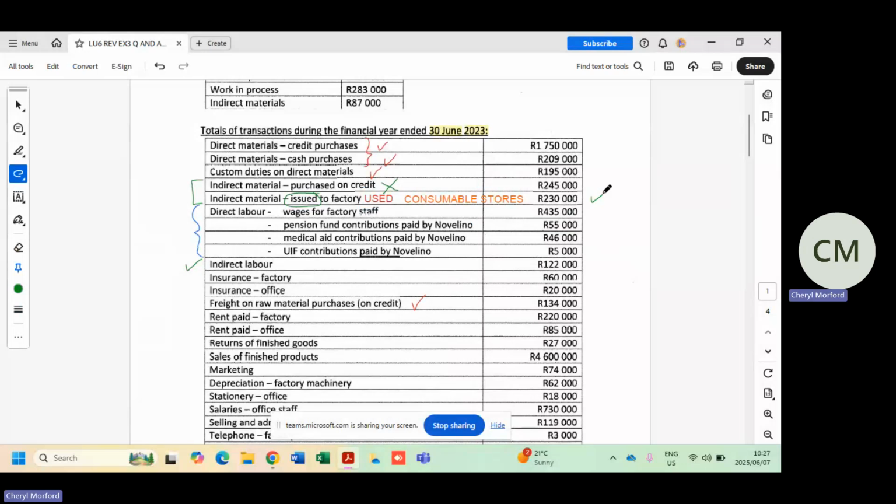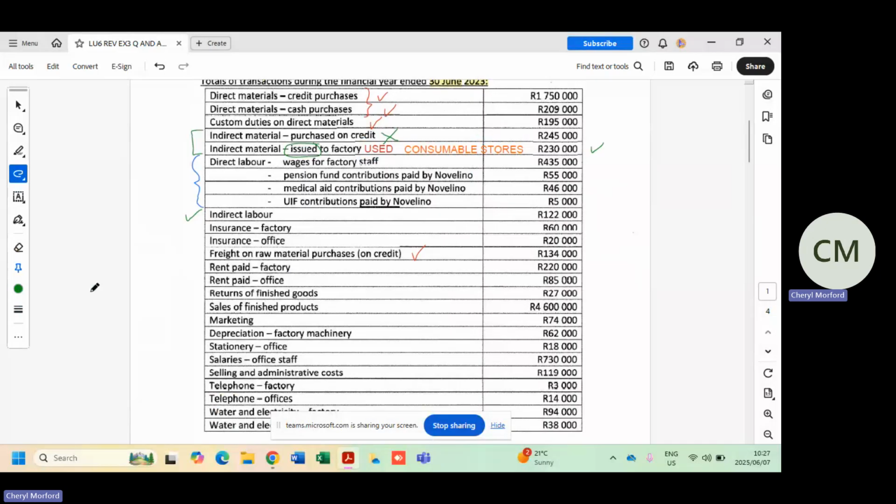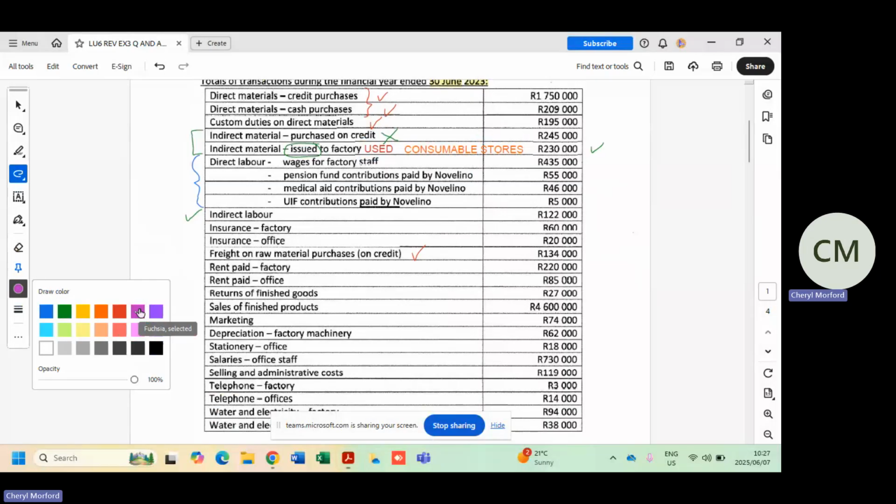Then I need to have a look for any other factory expense. So we're just going to start at the top of our list of transactions, work our way down, tick off as we go along, and see what we're left with. Right, so we're going to have another category over here, factory expenses. So here's one, insurance.